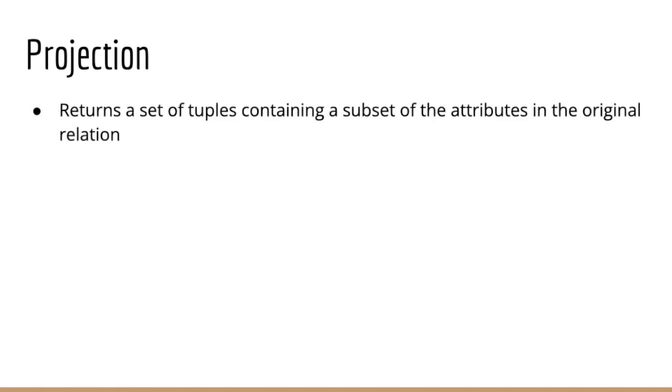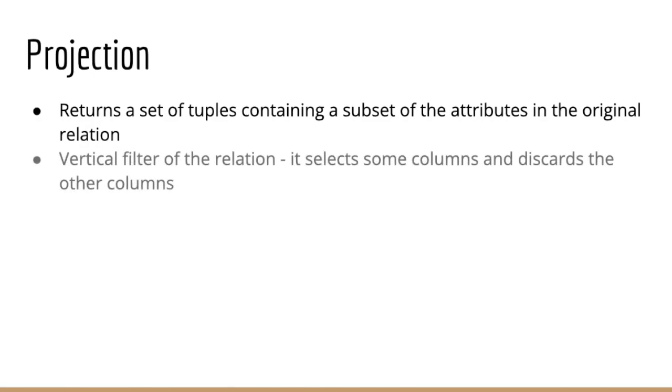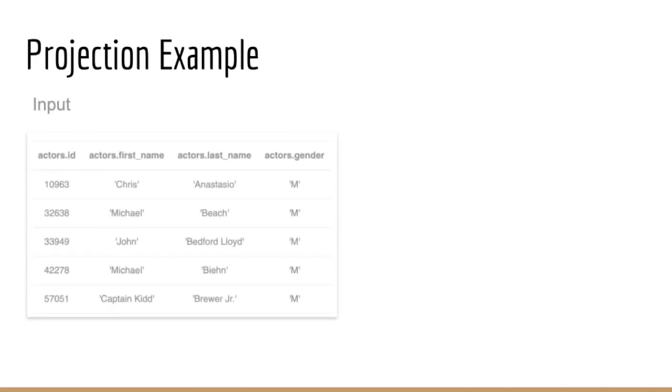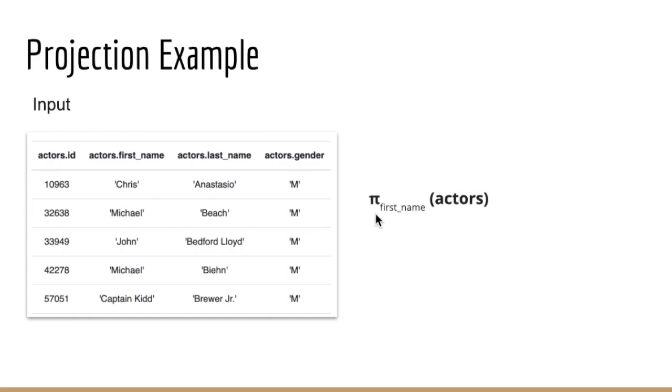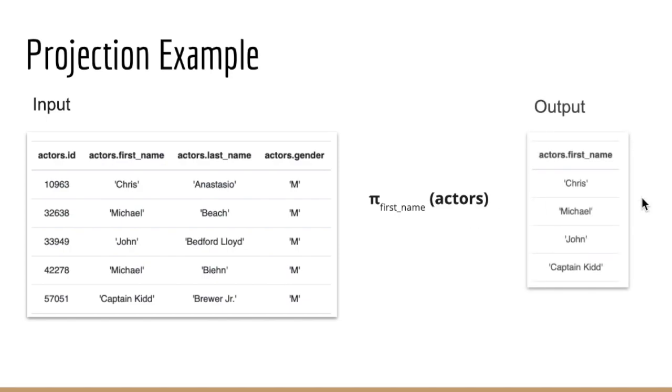Next up, projection. This operation returns a set of tuples containing a subset of the attributes in the original relation. If select is a horizontal filter, projection is the vertical filter of the relation. That is, it selects some columns and discards the other columns. The notation for projection is pi followed by the list of attributes followed by the relation. If we want to retrieve only the first names from the actors' relation, we'll write pi followed by first name and then the actor's relation. And this is the output.